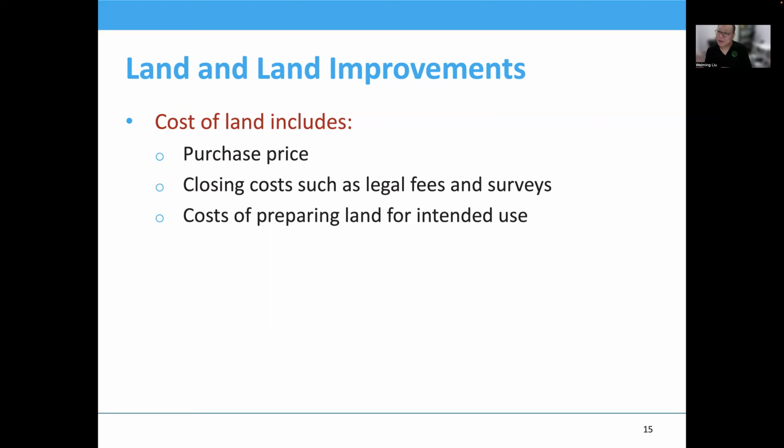So those are costing you money, right? You buy raw land, you pay the lawyer fee, but that's not all. If the land is not ready, you have to spend extra money to make it ready. So those will be all the cost of the land.